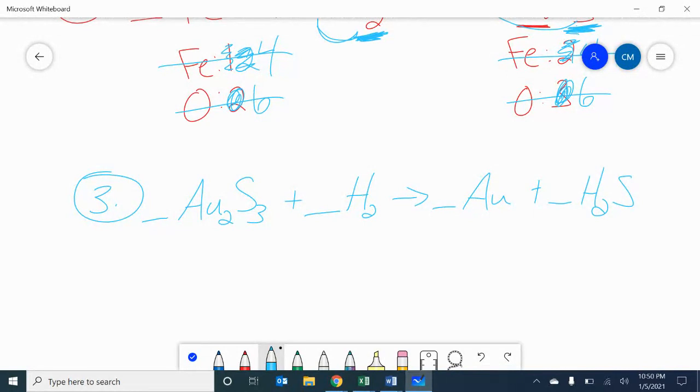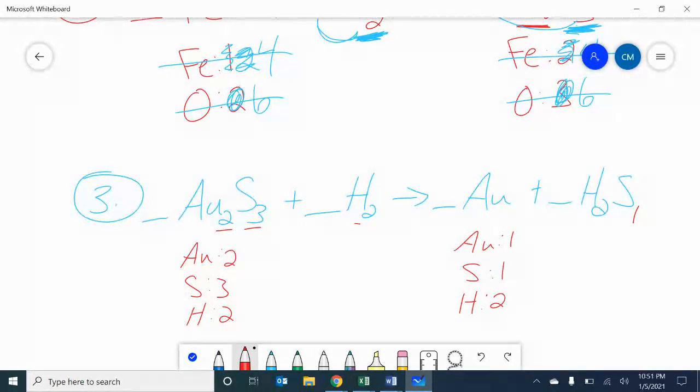All right. So now, let's just see if we're already balanced. Some equations are already balanced. Au, I have 2. Sulfur, I have 3. Hydrogen, I have 2. On the right side, Au, I have 1. Sulfur, I have 1. Hydrogen, I have 2. Okay, so only hydrogen is balanced, sorry. Well, my teacher says do hydrogens and oxygens last. Wouldn't matter anyways because hydrogen's already balanced.